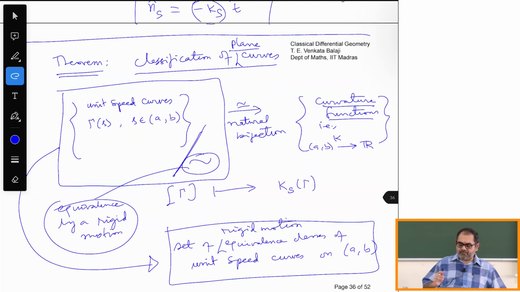Basically this is the classification theorem. But what I'm going to do is prove this more generally for space curves. For the space curve, you have one more curvature, which is the torsion. So I'll get a general theorem along these lines. In the plane case, I am saying that the curve up to rigid motion is controlled by the sign curvature. In the space curve case, I will say that the curve up to rigid motion is going to be controlled by its curvature and torsion.